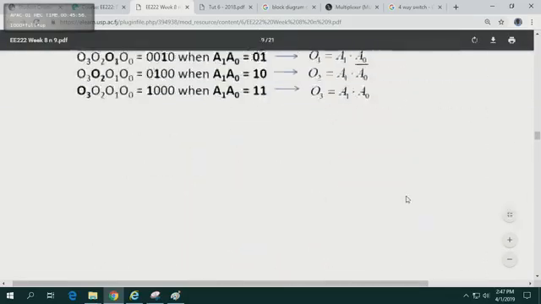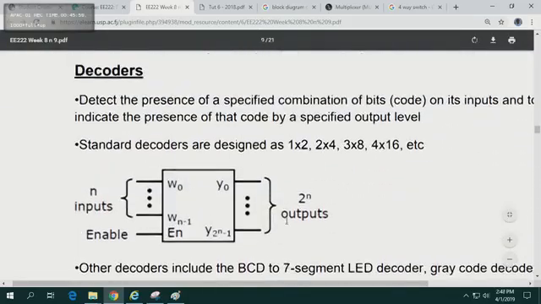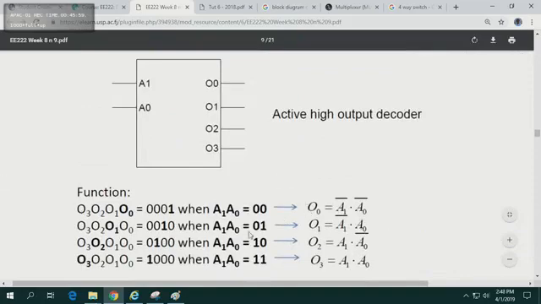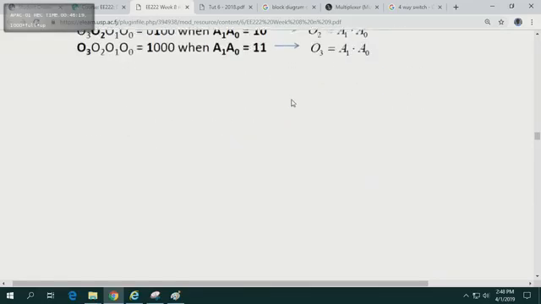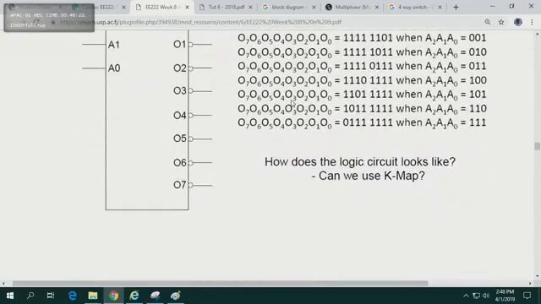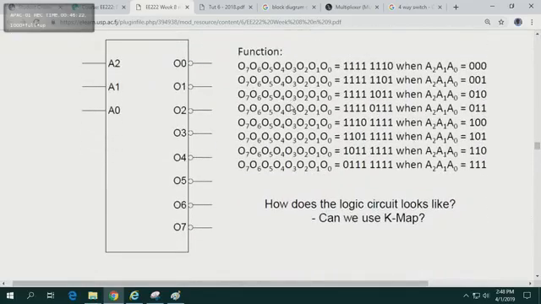And of course, guys, you can do your circuitry using your truth table. 2 inputs only. With 2 inputs, how many combinations? There will be 4 possible combinations. But how many outputs? 4 outputs. All right? Okay?